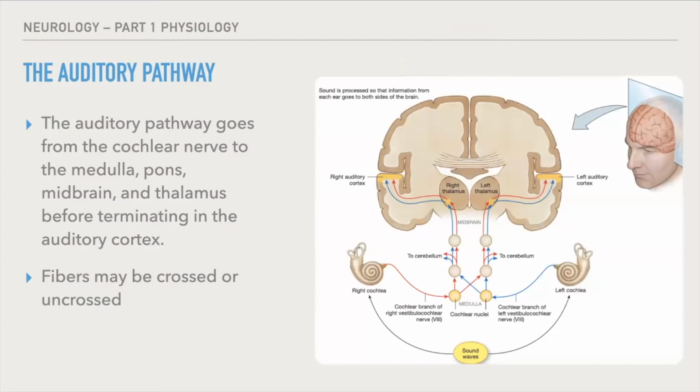The fibers that ascend in the cochlear nerve go to the medulla, the pons, the midbrain, and the thalamus, before they finish in the auditory cortex. These fibers may be crossed or uncrossed, and as a result of this mixture of crossing and uncrossing of the ascending fibers, they represent both ears at higher levels. Therefore, a lesion of the cochlea in one ear causes unilateral deafness. But if we have a lesion that is closer to the brain, this won't cause unilateral deafness.